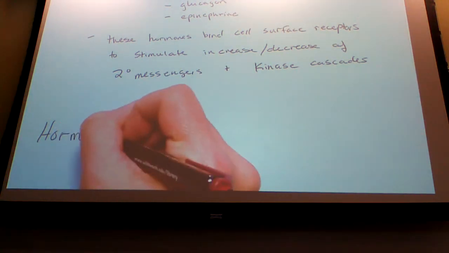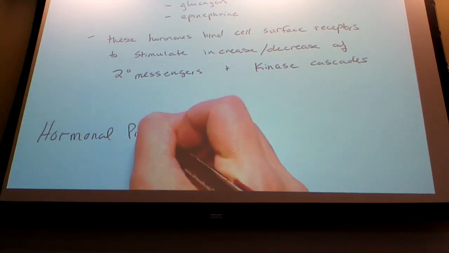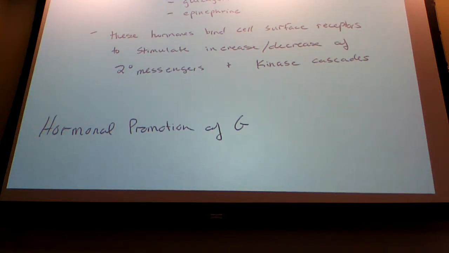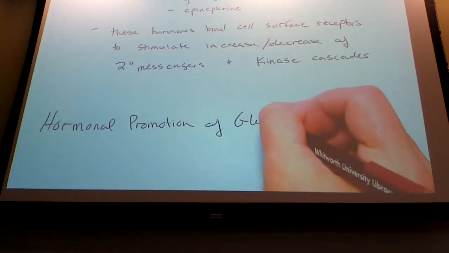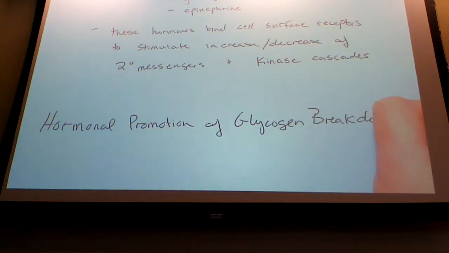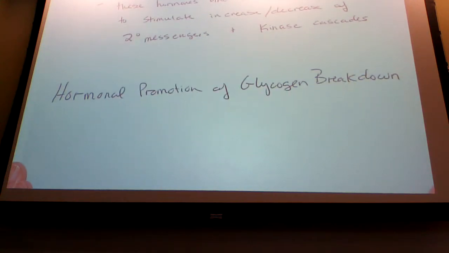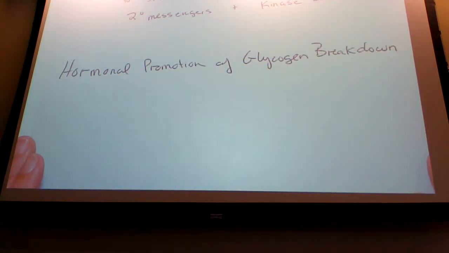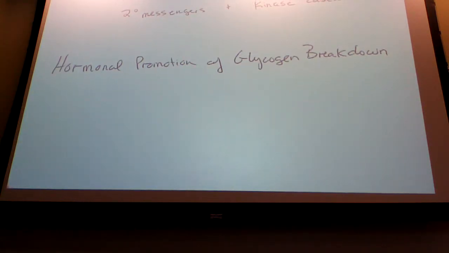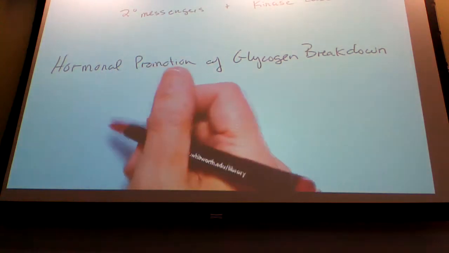Hormonal promotion of glycogen breakdown. And again, this is different depending whether you're talking about liver or muscle, which are our two main places where glycogen gets made and stored. So we're going to start in the liver.